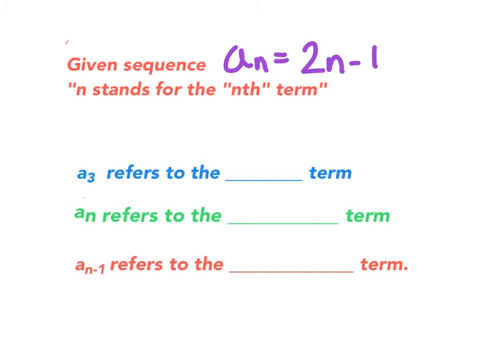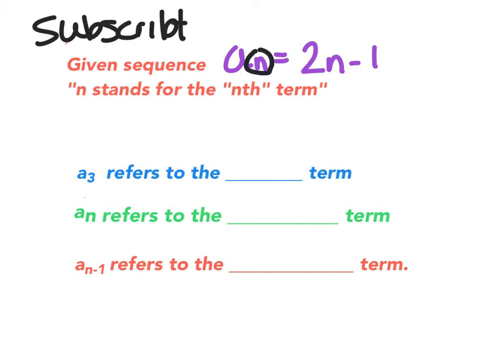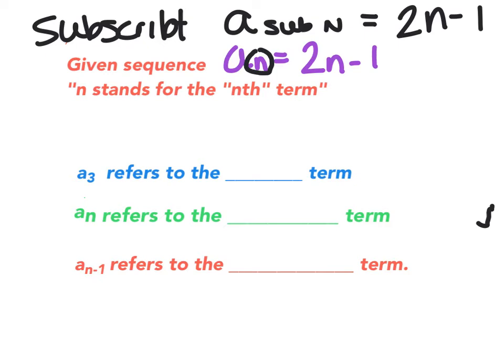So given the sequence, a sub n equals 2n minus 1. The first thing I want you to do is not only do you have to do math correctly, you have to speak it correctly. This n is lower than a, so it's called a subscript. So let's make a note there. It's a subscript. So it's read a sub n. Sub meaning subscript. A sub n equals 2n minus 1. Okay, so again, we want to speak math correctly as well as perform math correctly.